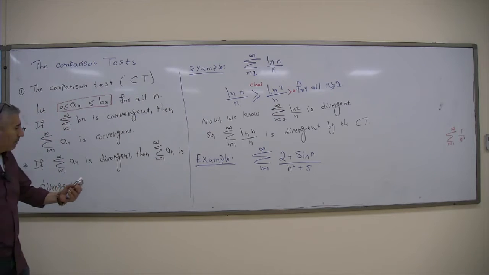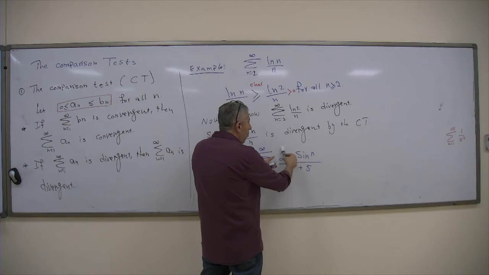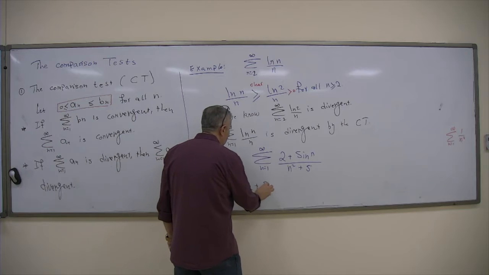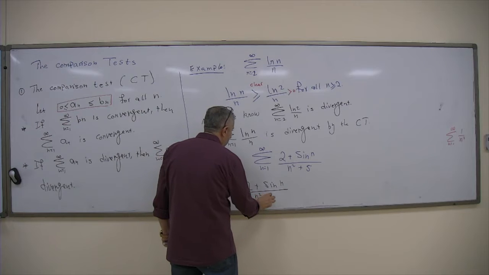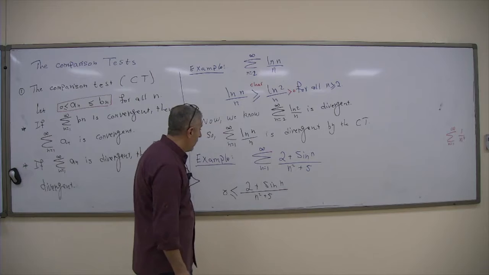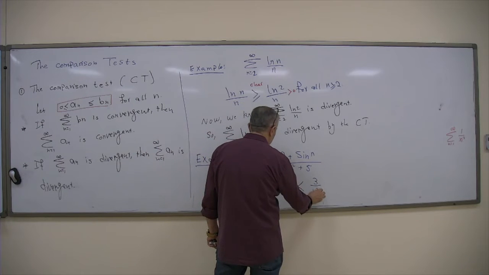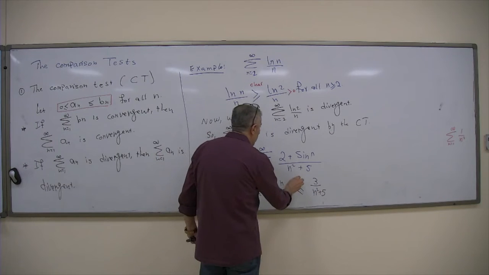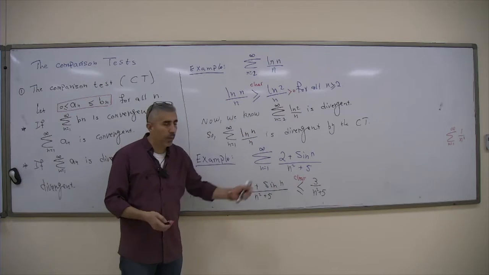Well, let's see here. Here we have 2, here we have sine n. So the numerator is always positive. The denominator is always positive. So we have 2 plus sine n over n squared plus 5. This is larger than or equal to 0. In fact, it is always larger than 0. And this is smaller than or equal to 3 over n squared plus 5. Is this clear? Yes, because sine n is less than or equal to 1, and here 2, that will be 3.